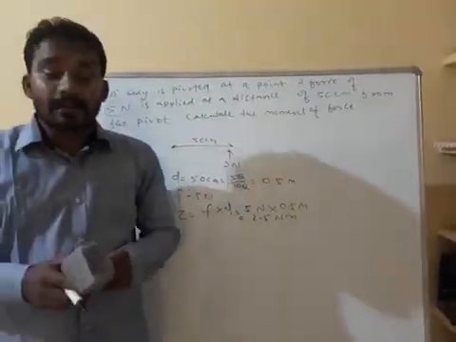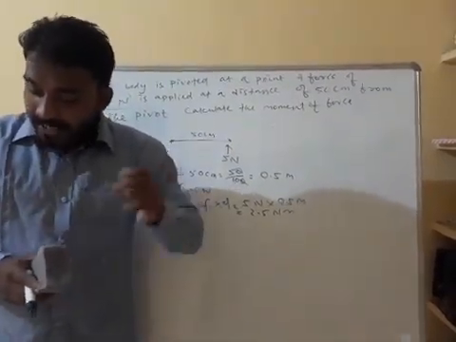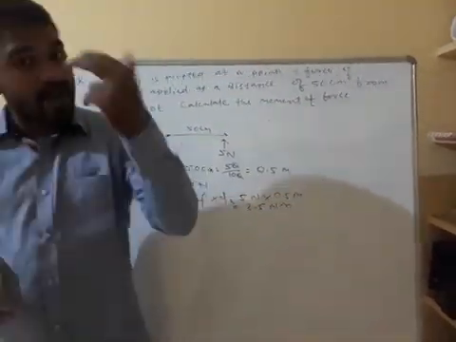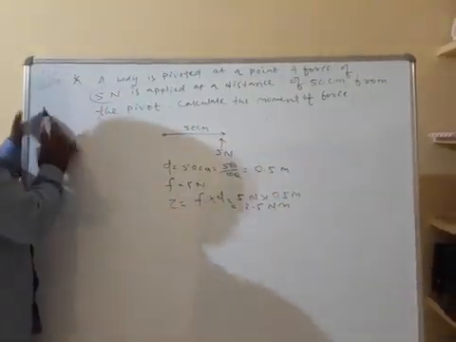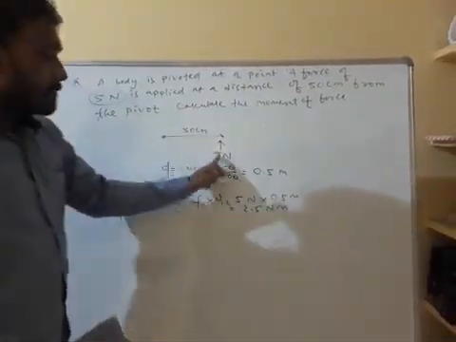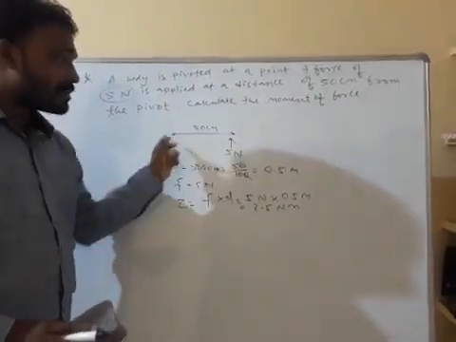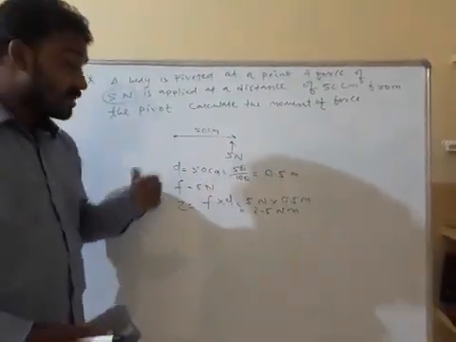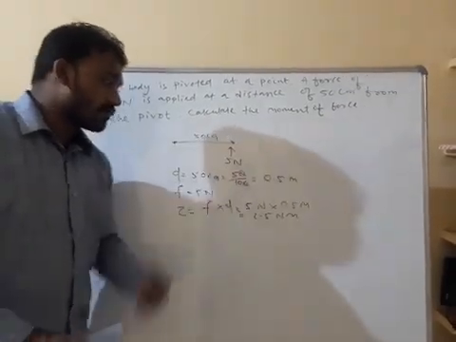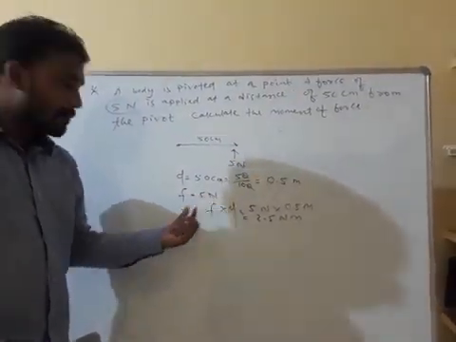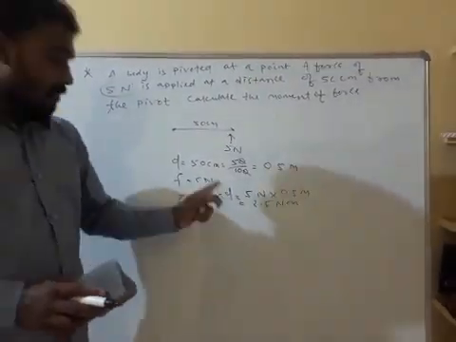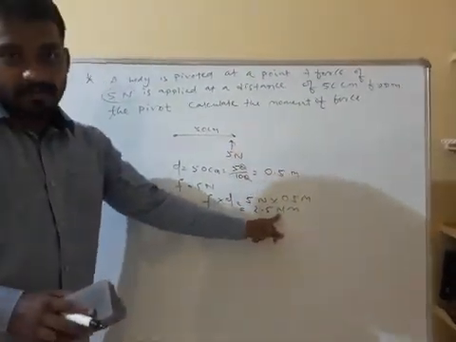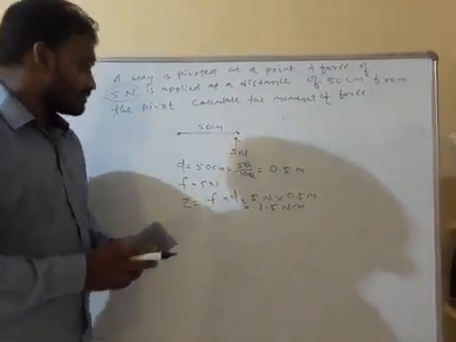Another example is there. A car mechanic applies a force of 25 Newton. Let's see, 5 Newton force is applied. How much distance? 50 centimeter distance. So centimeter is converted to meter. Then force is given 5 Newton. Tau is equal to F into d, directly 2.5 Newton meter, because tau's unit is Newton meter. Understood? Next one.